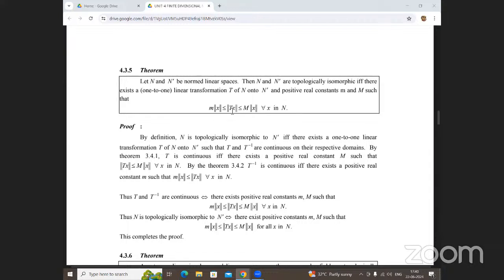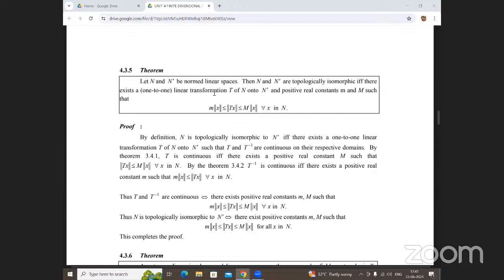Now here the linear transformation is defined on the normed linear space, and the element is small x. Then its norm lies between small m into norm x and capital M into norm x. Here small m and capital M are the infimum and supremum of the values. That is easy to understand here.